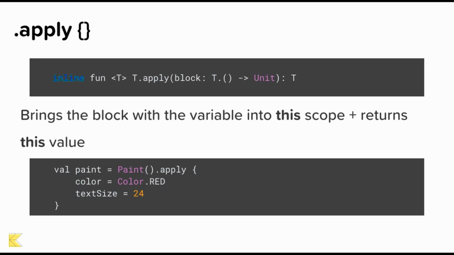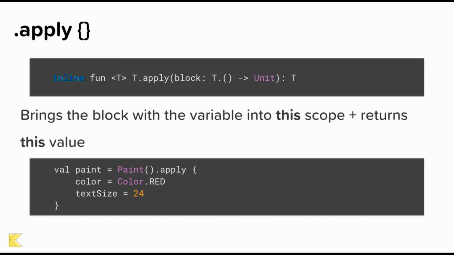Another feature about Kotlin is the .apply method. So what is .apply? If you look at the definition of it in the Kotlin language, it might be a little bit confusing to understand what exactly it does. Basically, it brings the block within the variable into the this scope and returns this as the value. That's a little bit confusing, I know, but if you look at the example, it'll probably make a bit more sense.